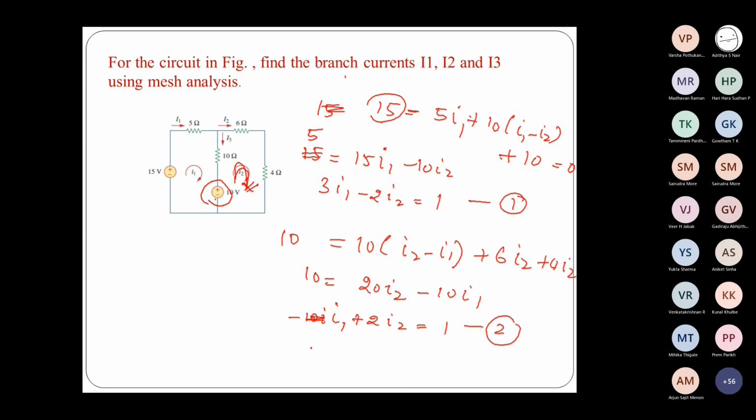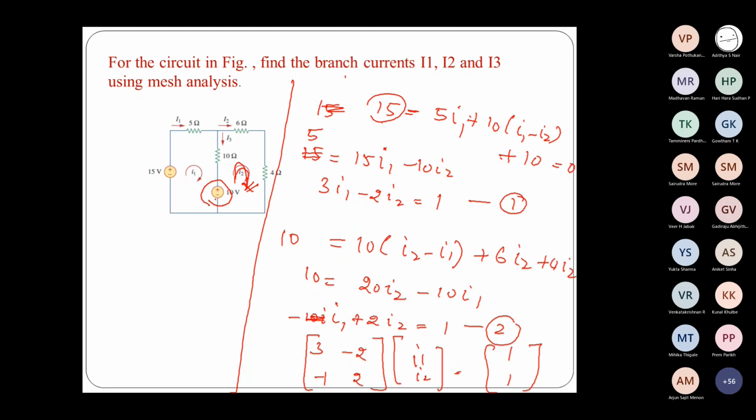Directly, if you're comfortable in solving these equations, you can solve them. Multiply the second equation by 3, then you can eliminate I1 and find out I2, then proceed the same way. Substitute the I1 value in the first or second equation and find out the other. You can just go for the equation simplification. Otherwise, we can write the matrix equivalent. So what will be the matrix equivalent? Here 3, minus 2, and here minus 1, 2, times I1, I2, and here the constants are 1, 1. This is based on the equation.